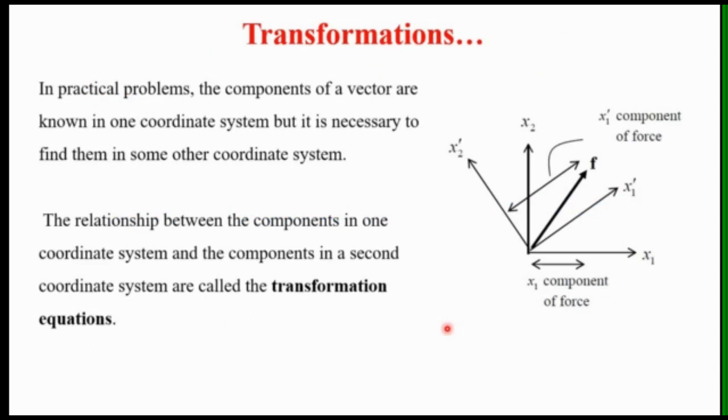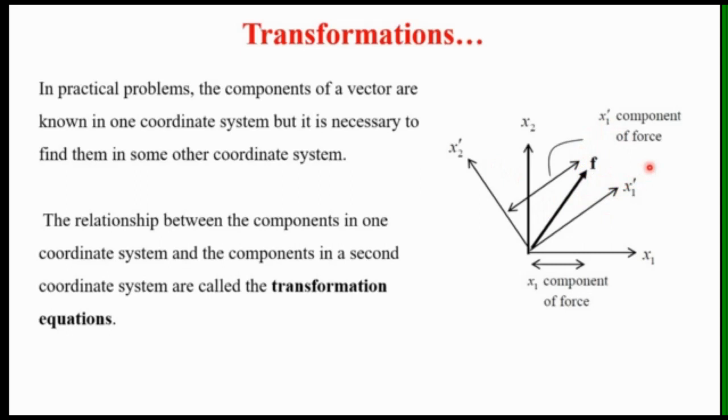As we know, in many practical problems, the components of the vector are known in one coordinate system. That is, let us see here, x1 and x2 is the one coordinate system in which this force F is acting. We know the vector component of the force in this coordinate system x1 and x2, but it is necessary to find them in some other coordinate system. This x1 dash and x2 dash is the second coordinate system in which we now want to know the component of the force F.